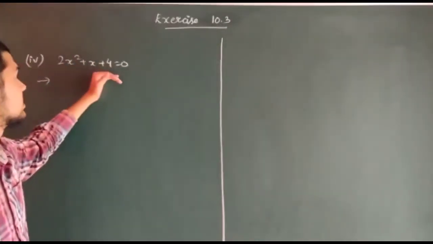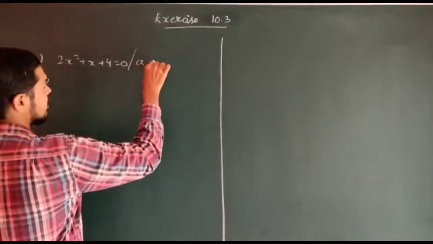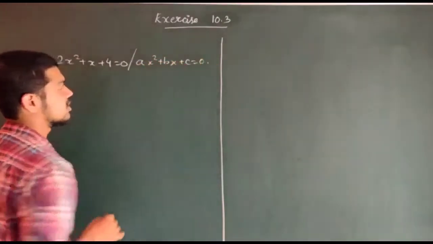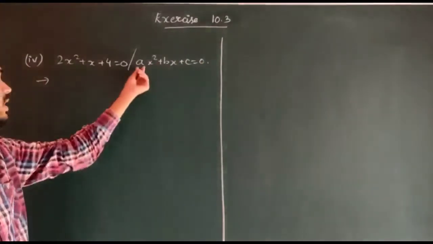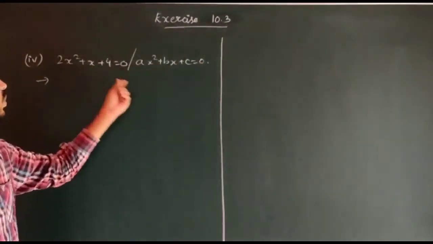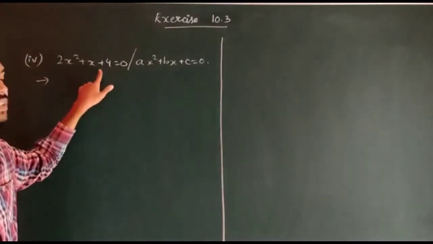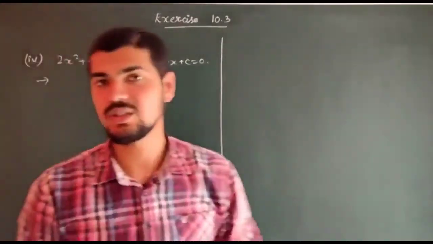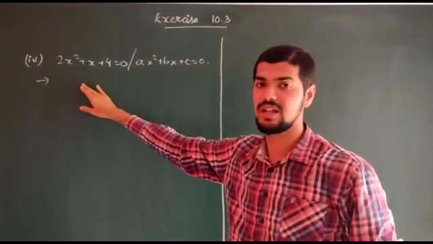Now let me start with the very first step, that is check whether the given equation is quadratic in nature. Now this is a general form of quadratic equation. From this, a is 2, b is 1 and c is 4. Now if I compare this with this, I can tell the given equation is a quadratic equation.